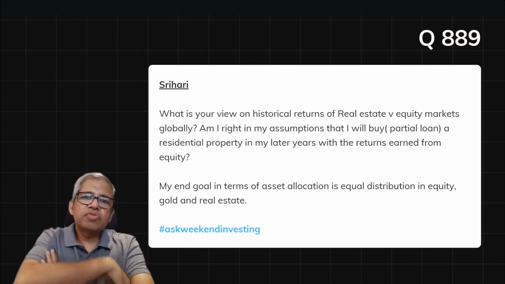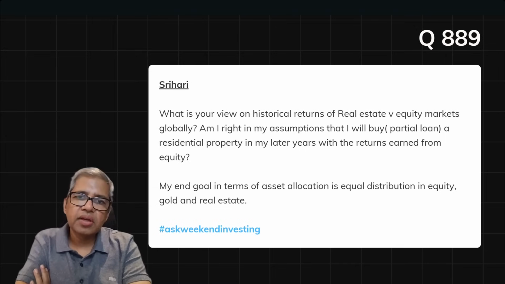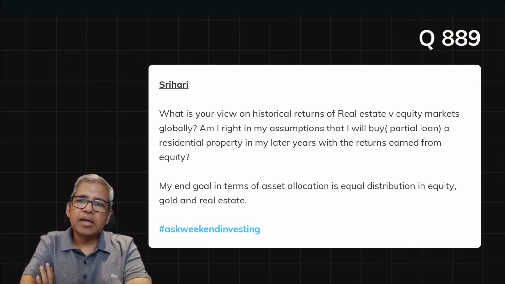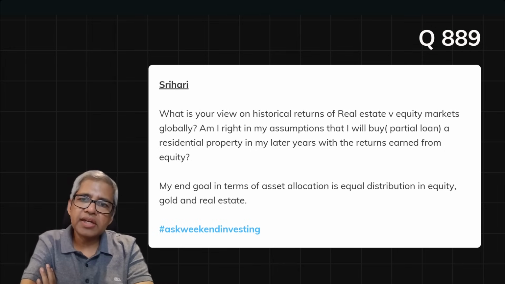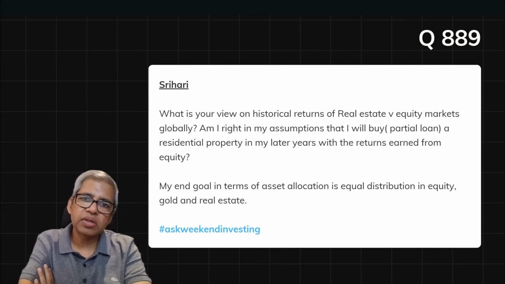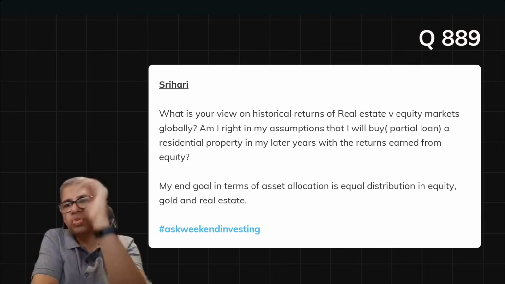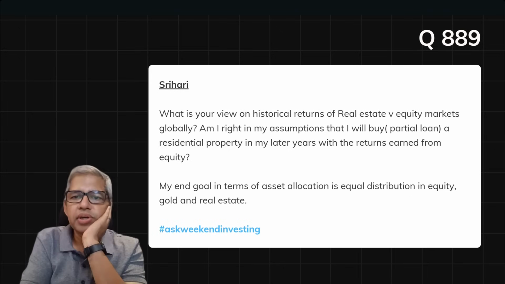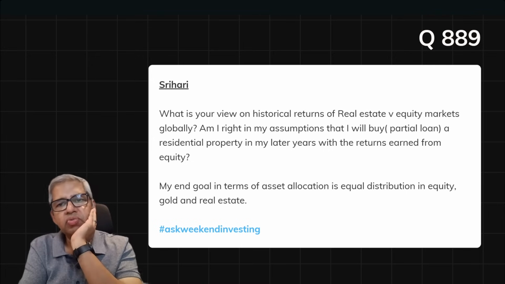Srihari says, what is your view on historical returns of real estate versus equity markets globally? Am I right in my assumption that I will buy, with a partial loan, a residential property in my later years with the returns earned from equity? I don't know what you will do. I would suggest, why wait for later years? If you can, with a partial loan, you should buy a residential property now. What if there are no returns from equity? Then you will have no equity and no house also.